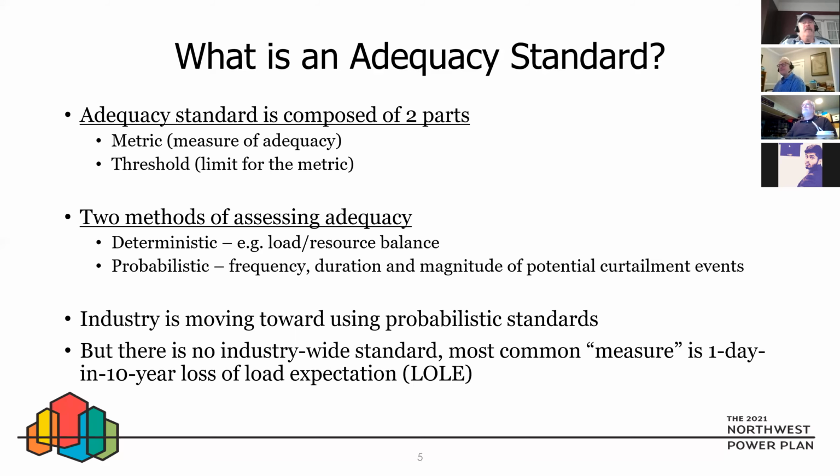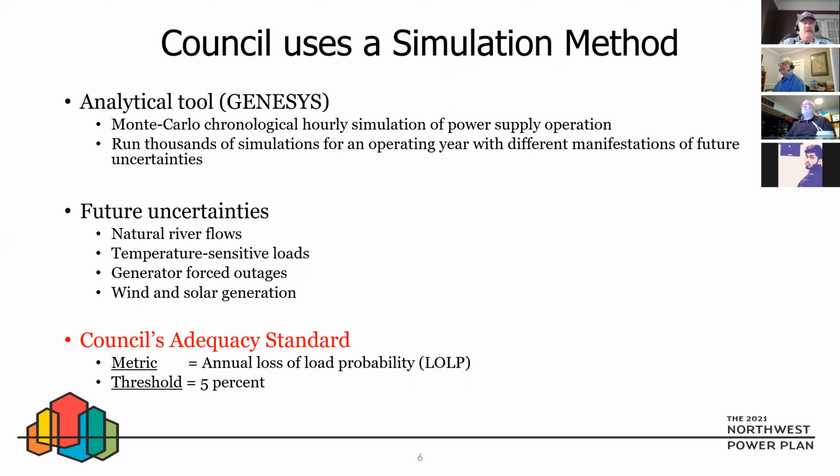So the council, what does the council do? Well, the council uses a probabilistic method to assess adequacy and to set their standard. We use a Monte Carlo chronological hourly simulation model. It's called the Genesis model, which stands for the Generation Evaluation System. It was built in 1999. I can give you some of the history of that if it's interesting.